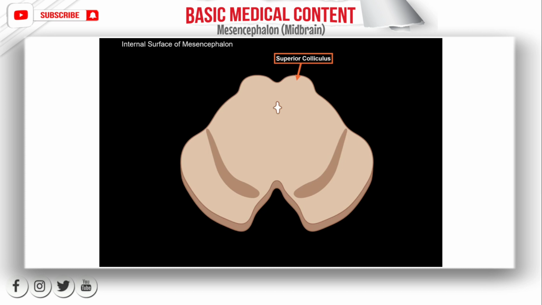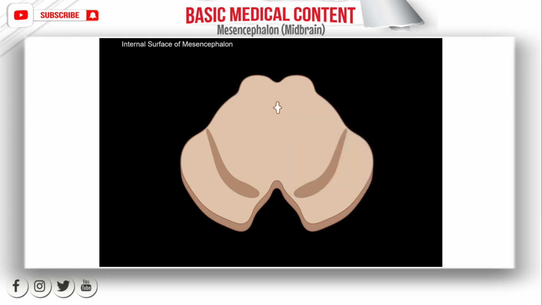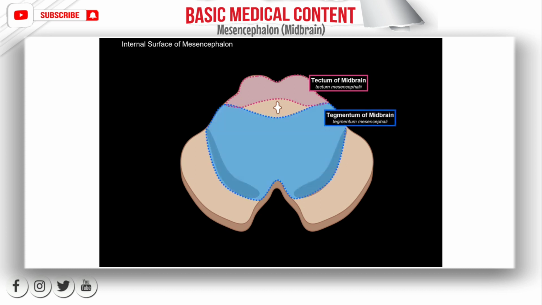Anteriorly, we have the cerebral peduncles, with the interpeduncular fossa here in the middle, and then there's the aqueduct of the midbrain, which remember is a part of the ventricular system, connecting the third ventricle with the fourth ventricle. So, the internal surface of the midbrain can be divided into 3 regions. First is the tectum of the midbrain, which contains the colliculi. Then there's the tegmentum of the midbrain in the middle, and then the cerebral peduncles.